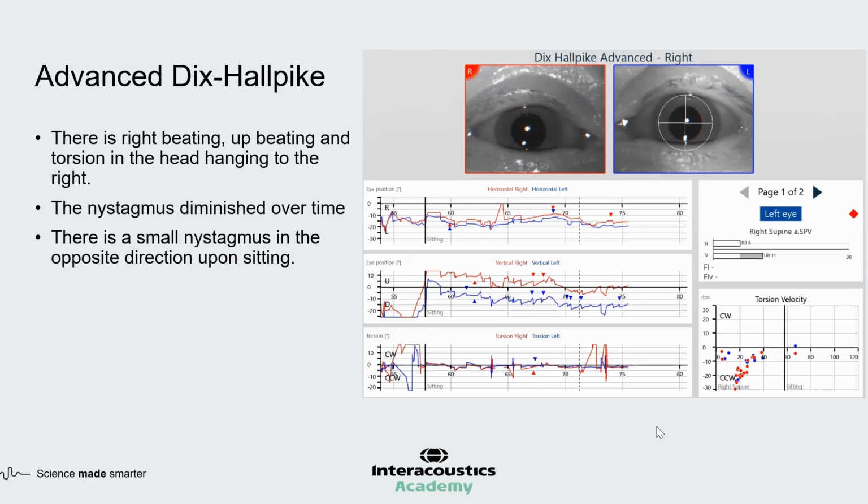She has nystagmus in her horizontal eye movements and her vertical eye movements. She also has torsion. It diminishes over time as she's held in each position, and it reverses in direction when sitting up.